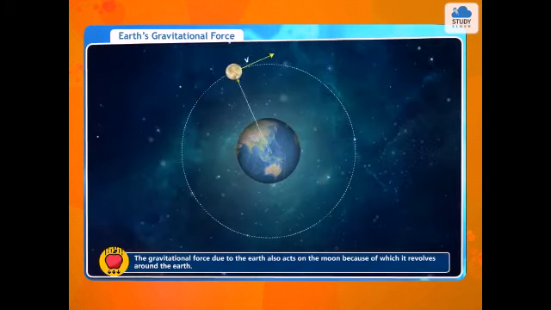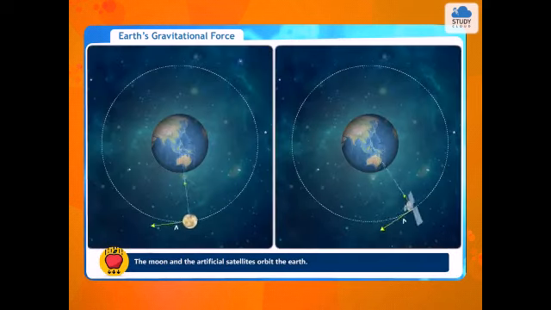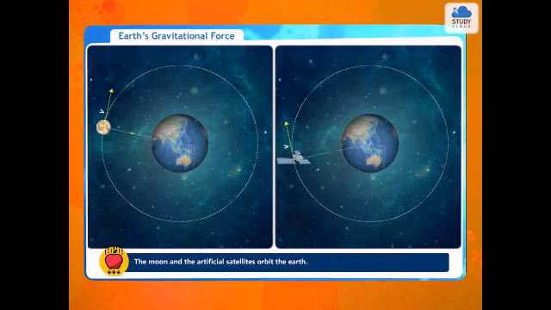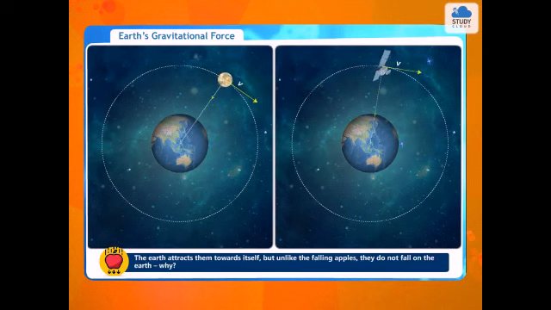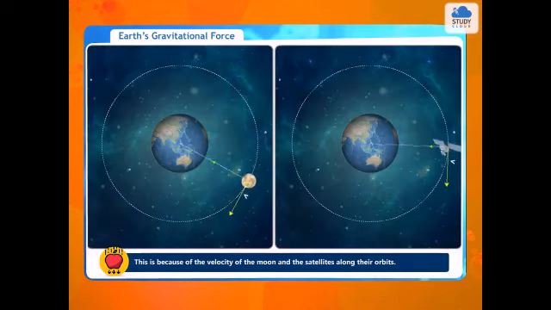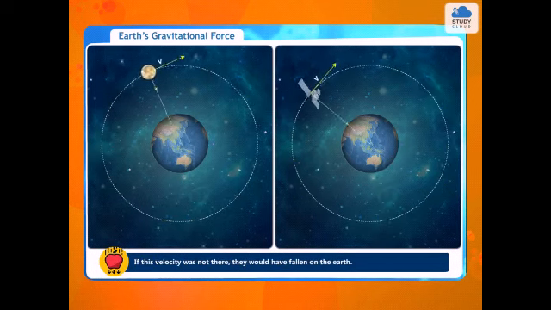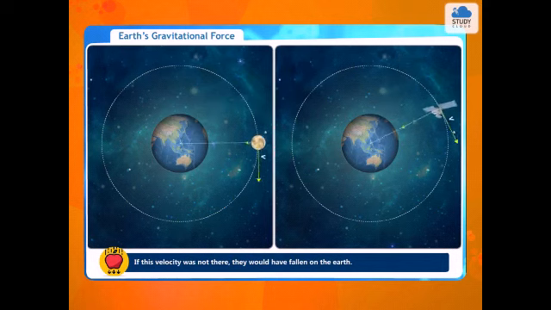The gravitational force due to the earth also acts on the moon, because of which it revolves around the earth. A similar situation exists for artificial satellites orbiting the earth. The moon and the artificial satellites orbit the earth. The earth attracts them towards itself, but unlike the falling apples, they do not fall on the earth. Why? This is because of the velocity of the moon and the satellites along their orbits. If this velocity was not there, they would have fallen on the earth.